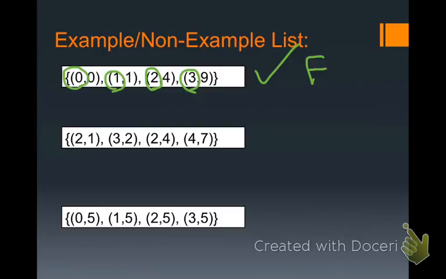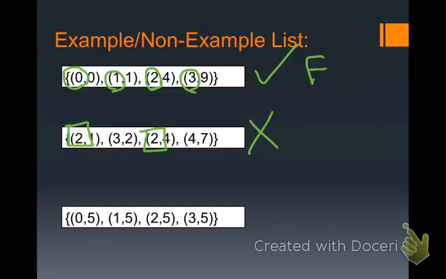In the second list here we have (2, 1), (3, 2), (2, 4), and (4, 7). And this time 2 is repeated. So this list is telling us that 2 gets mapped to 1, but 2 also gets mapped to 4. And remember, our definition of a function says that every input has exactly one output. So this is not a function.